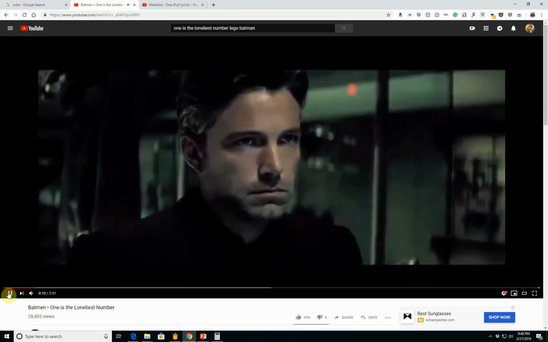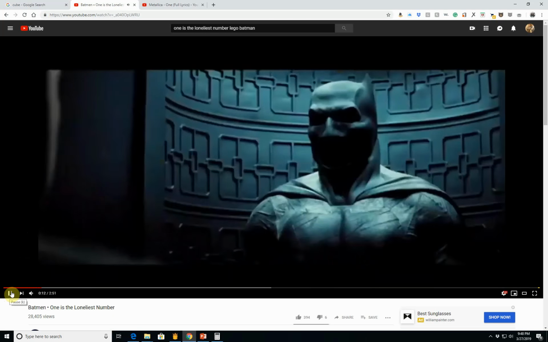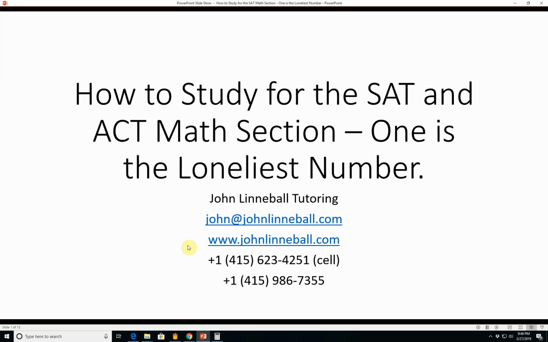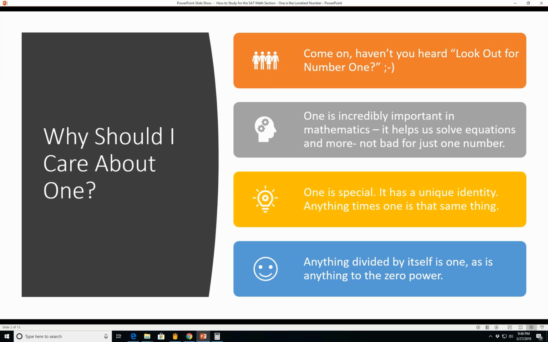1 is the loneliest number that you'll ever do. Why is 1 the loneliest number that you'll ever do? Well, why should you care about 1? Come on, haven't you heard, look out for number 1? 1 is incredibly important in mathematics. It helps us solve equations and more. Not bad for just one number.